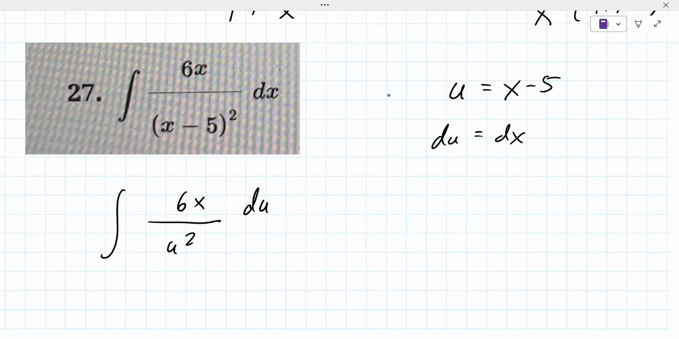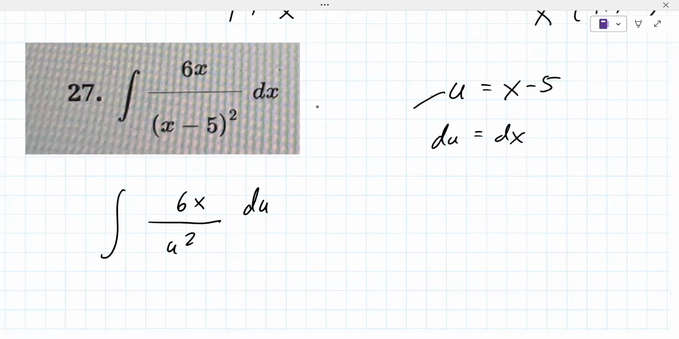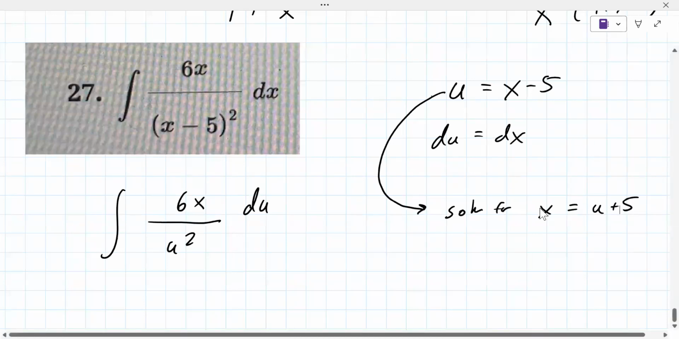The x is still there. And this is where someone has to come in and tell you, you wouldn't know this until you've seen it. That's why I said everything we're doing works a lot of the time, but not all the time. We've never done this before, but you can take this equation and solve for x. So x equals u plus 5. You're like, why would you do that? Well, because there's an x still in your equation.